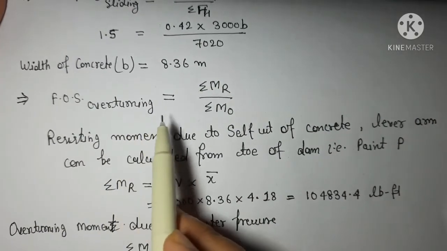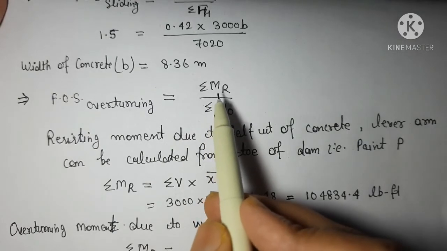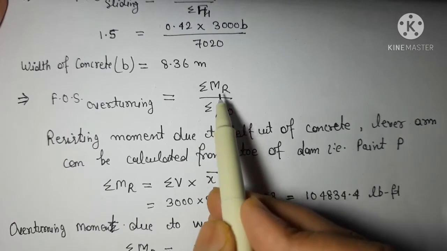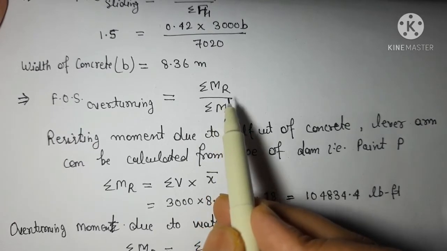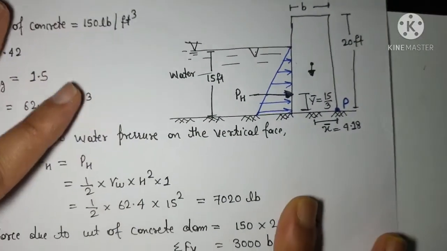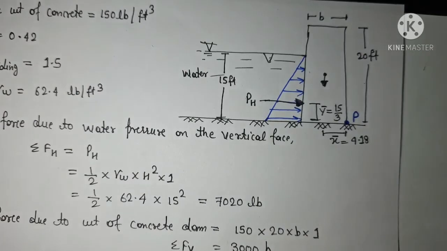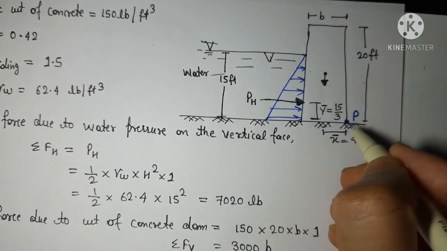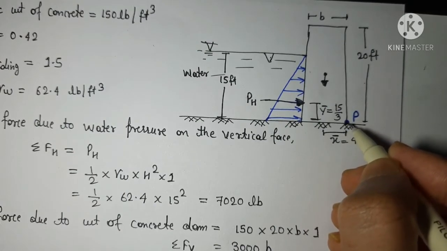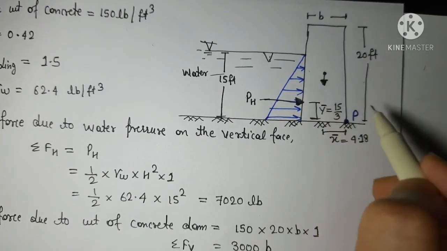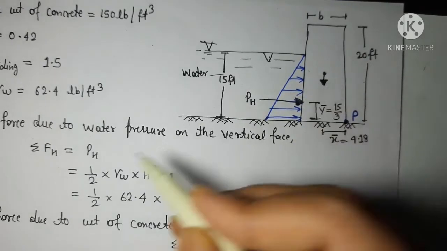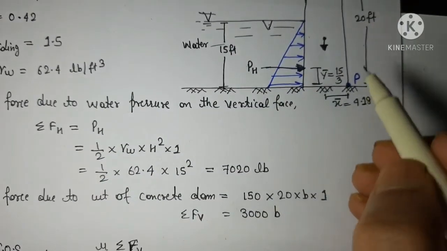Now factor of safety against overturning. As we know the formula, summation of MR upon summation of MO. MR is the resisting moment due to self weight of the concrete. In calculating the factor of safety against overturning, we will calculate with respect to point P the resisting moment and the overturning moment. Resisting moment due to self weight of the concrete: we have calculated sigma Fv.